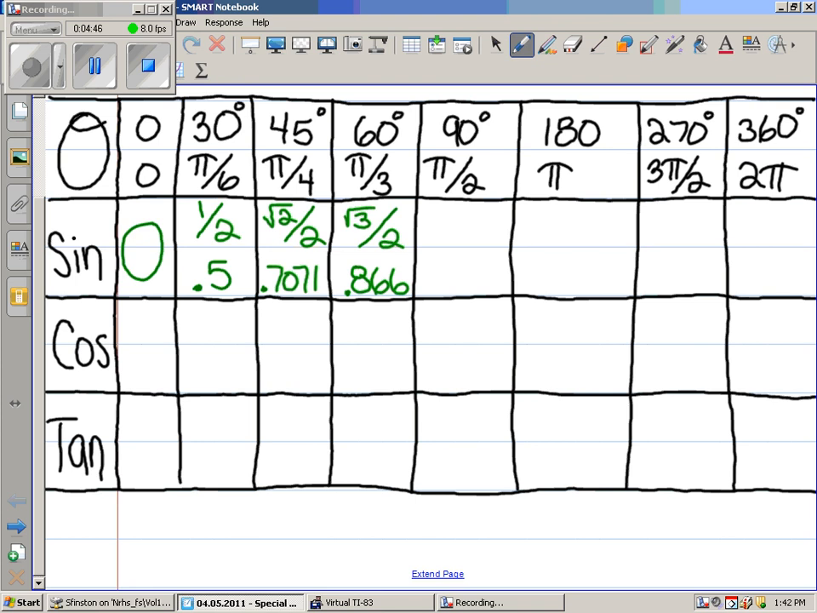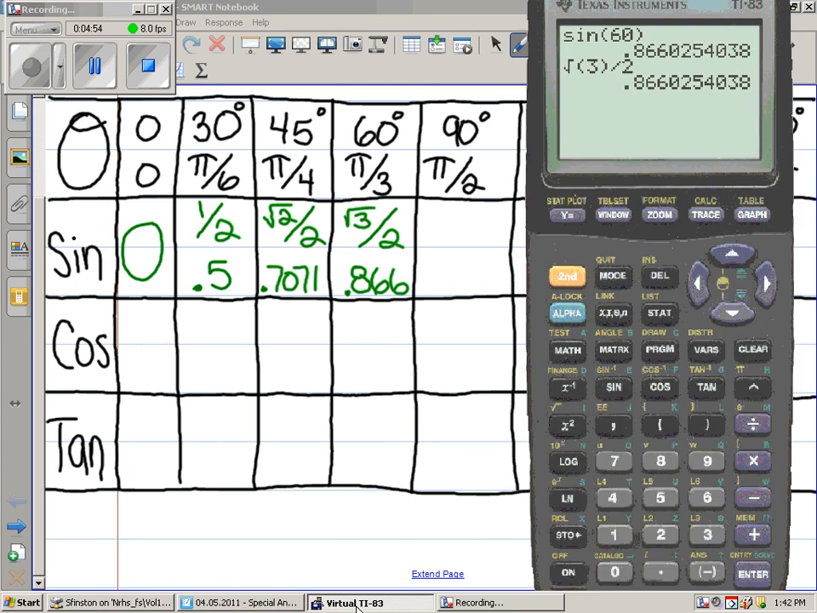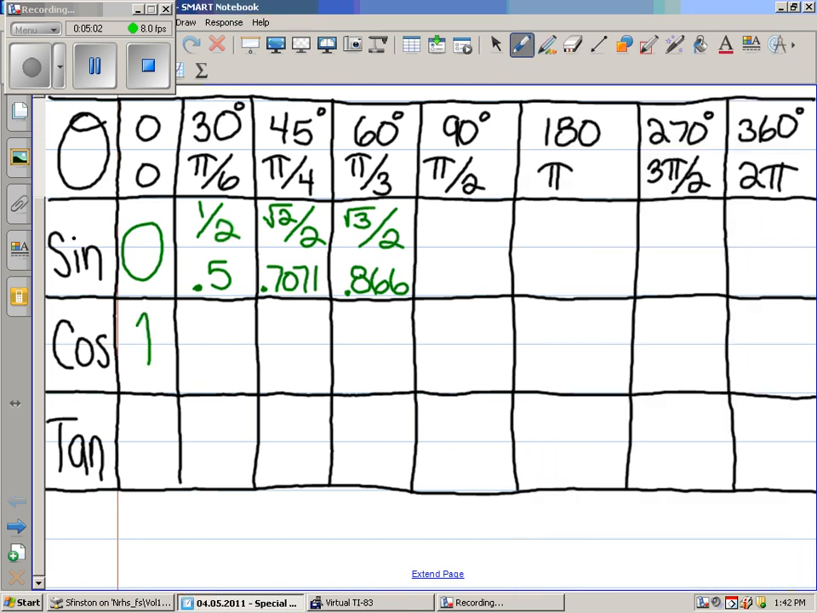Okay, so now before we proceed on, let's attack cosine for these numbers over here. What's the cosine of 0? Cosine of 0 is 1. You could just plug it in your calculator. Yep, cosine of 0 is 1.